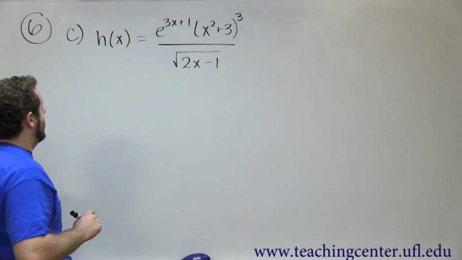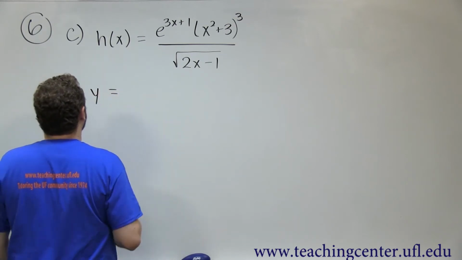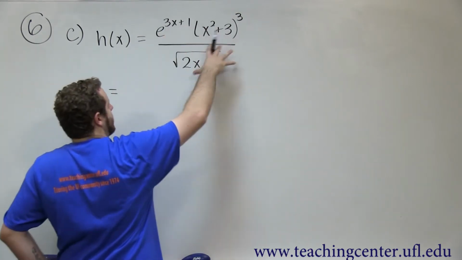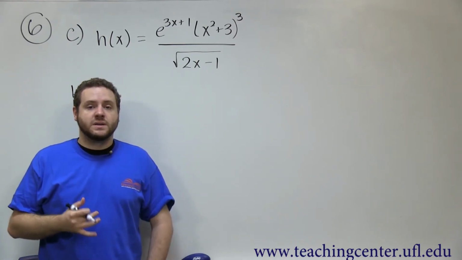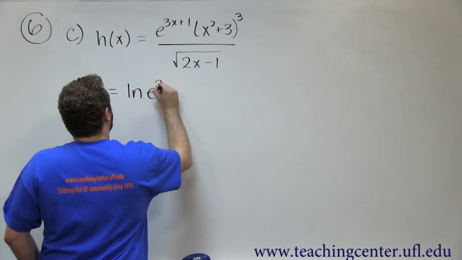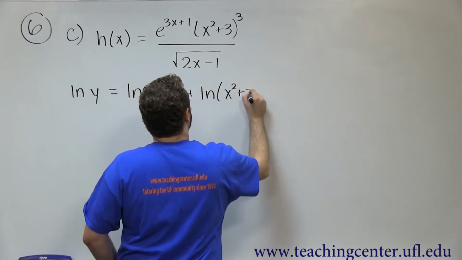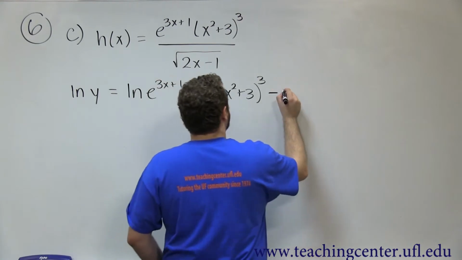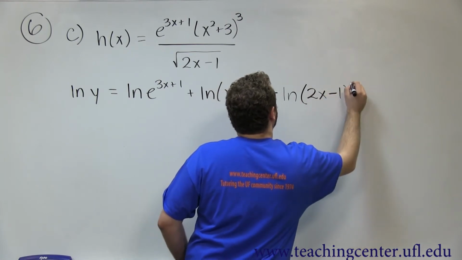Just like every other time we do logarithmic differentiation, we take the natural log of both sides first. So we get ln y equals. I'm not going to rewrite this whole thing, but notice that if you took ln of this entire fraction, you would be able to use your product and quotient rules of logs to split these up. Anything on the numerator is going to be positive: ln of e to the 3x plus 1, plus ln of x squared plus 3, cubed. And the term on the denominator is going to be minus because of your log rules. I'm going to write that as a power, 2x minus 1 to the 1/2.